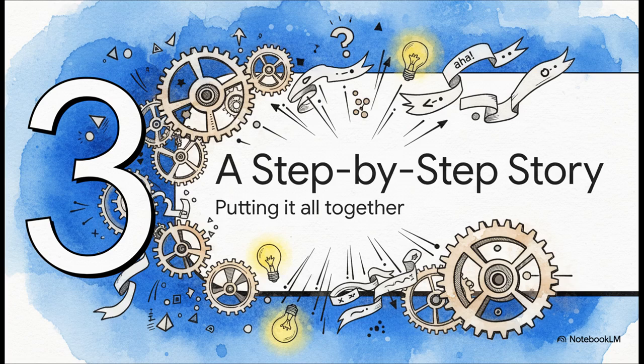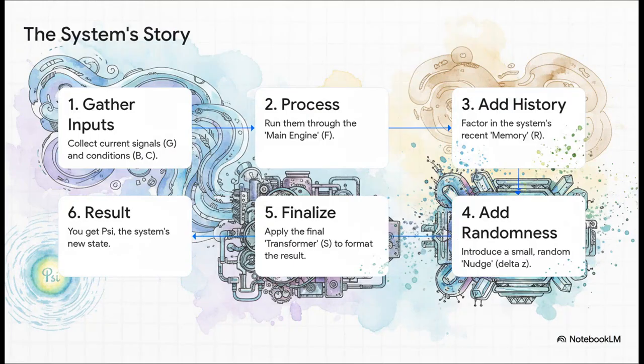Okay, deep breath. We've met all the characters, we've seen all the ingredients, now for the aha moment. Let's put all these decoded pieces back together and see the simple, logical story this formula is actually telling us. And here's how it all comes together step by step. It's actually a process. To figure out the state of our system, you first gather up all the current signals and conditions. Then you run them through the main engine. Step 3, you add in the influence of the system's recent memory. Step 4, you add that little bit of random noise, that unpredictable nudge. And finally, you run that whole result through the transformer to get it into the right format. And there you have it. You get psi, the new state of the system. See, it's not a monster.